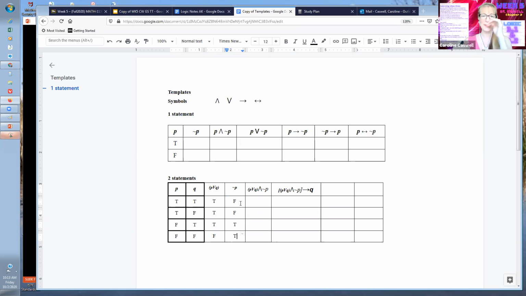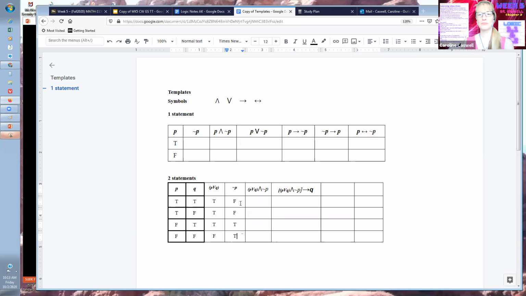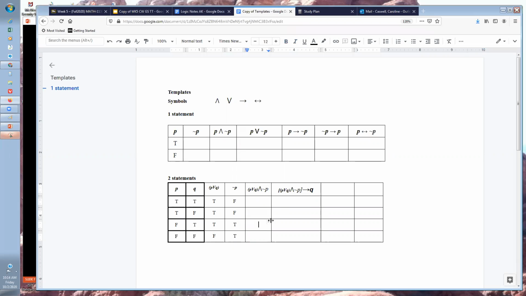So far, so good. Now, we need to do the and between these two columns here. So when we do and, what are we looking for? We're doing and, not or. What are we looking for on that one? True, true. True, true is true, otherwise false. So everything else is false here.